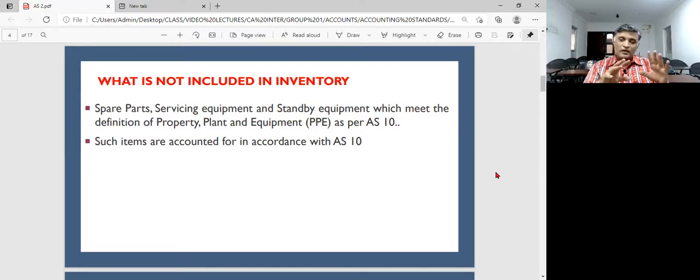Otherwise, if this is a very generic spare part, you bring them under AS2. If you have a very specific spare part which can be utilized in relation to a property, plant and equipment, they say that you please categorize that under AS10. You need not bring it up under AS2. Right? So you can say general spare parts will come in AS2. But if you have a spare part or a servicing equipment which can be utilized in relation to a property, plant and equipment, that will come under AS10. All right.